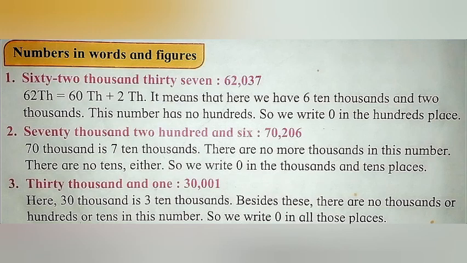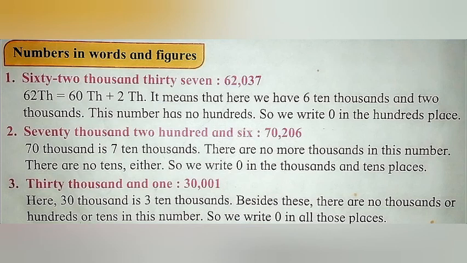Now here, 7 is 7 10,000s, 2 is 100, and 6 is units. In this figure we have no thousands and no tens place, so we write 0 in the thousands and tens place.